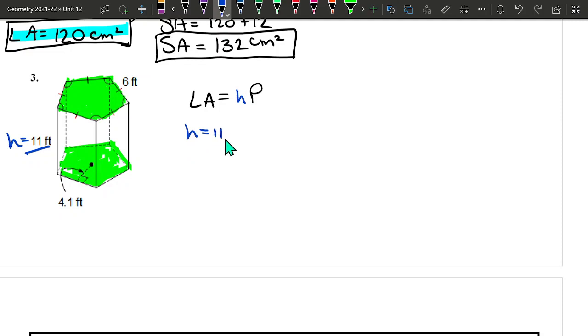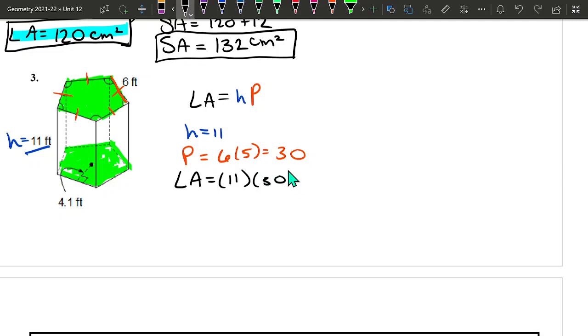So h equals 11. And then I want to find the perimeter of a base. If one side has a length of 6, and it's a regular pentagon, there's 5 sides, so it's 6 times 5, which is 30. So that means the lateral surface area is 11 times 30. So it is 330 feet squared.